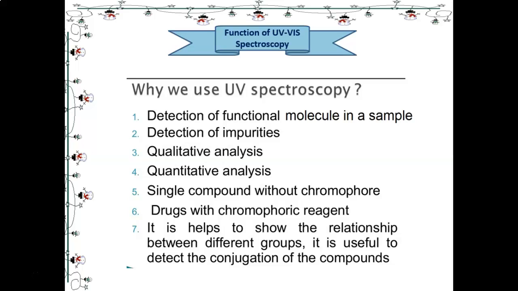Now we look at the functions of UV-Vis spectroscopy. First, UV-Vis is used for detection of functional groups in a sample. We can also detect the impurities in the sample. It is also used for qualitative and quantitative analysis. We can determine a single compound without a chromophore, and drugs with a chromophoric reagent, and it also helps to show the relationship between different groups. It is useful to detect the conjugation of the compound.